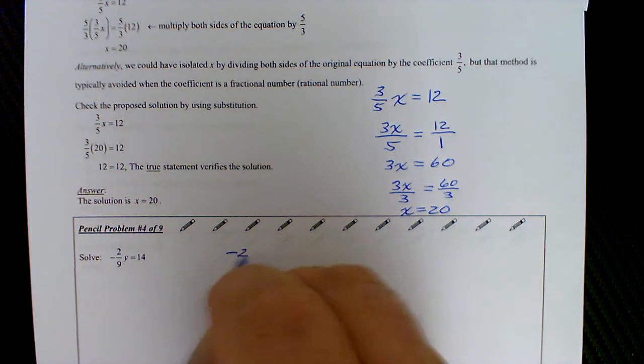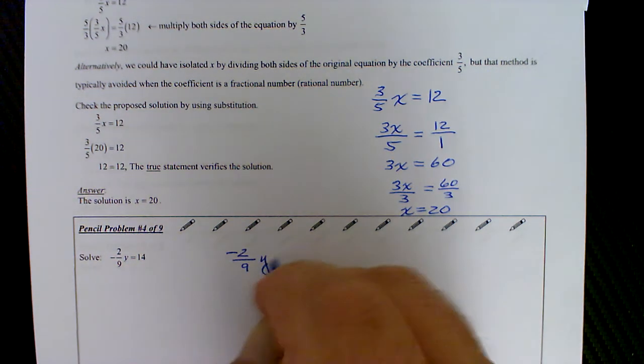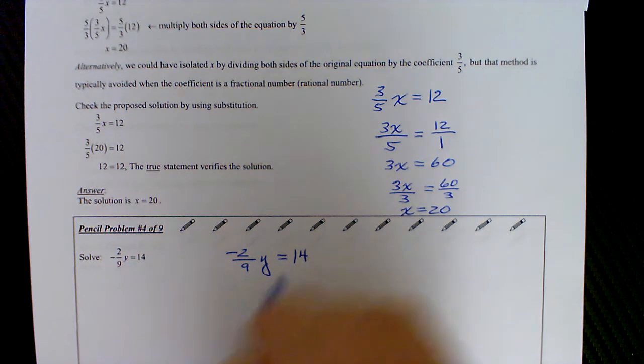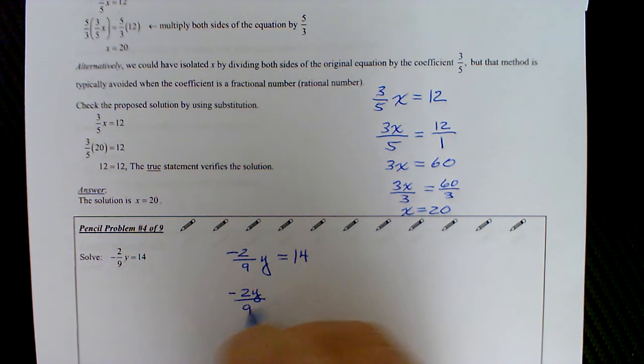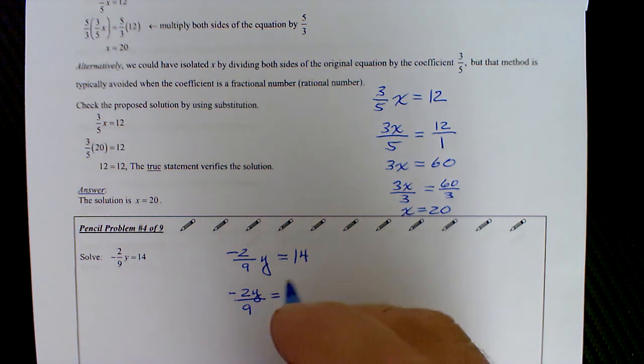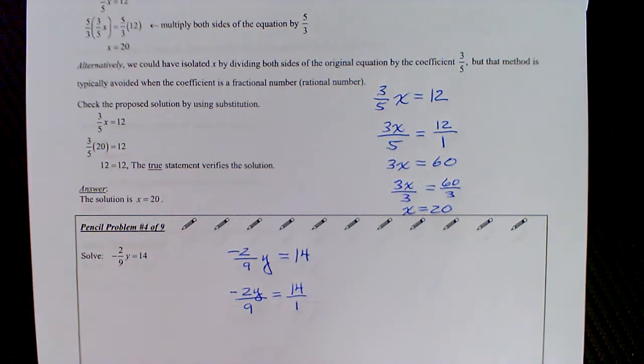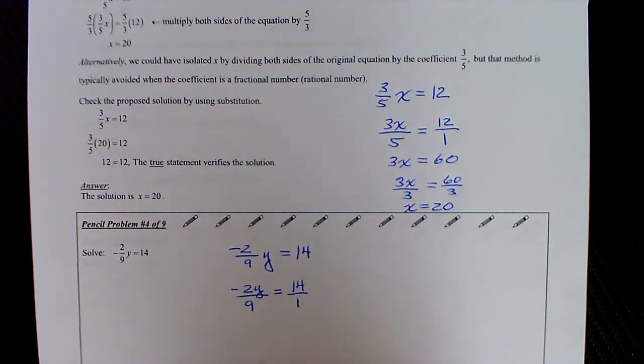I'll rewrite the way it's given. Once again, fractional coefficient, you could use the idea of the reciprocal or this proportion approach. So I'm going to write it as negative 2y over 9 as a single fraction, equaling, and then I'll make this a fraction by writing it as 14 over 1. And now just cross multiplication, so 1 times negative 2y is negative 2y. 9 times 14, use your calculator if you need to. That's 90 and 36 is 126, I believe.